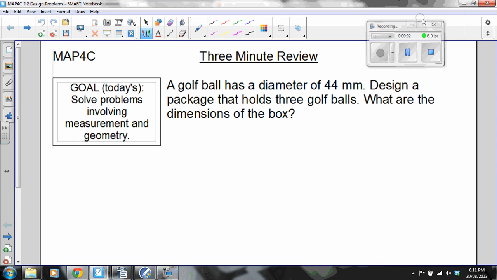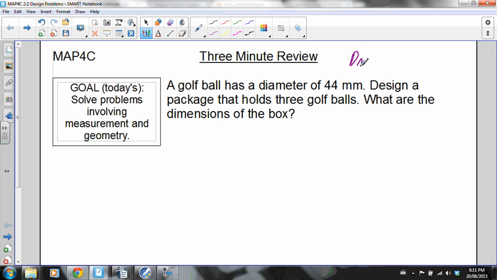Okay, this is MAP4C, day 13. The lesson is 2.2 design problems. Today's lesson will be revisiting questions from the first two sections of the geometry unit so far. This is kind of a catch-up day, and the types of problems we're asked to do are, I think, interesting. So today's goal: to solve problems involving measurement and geometry.